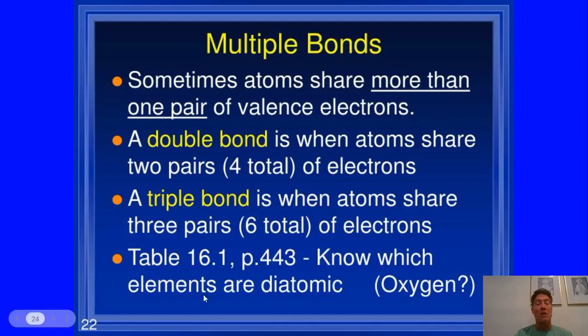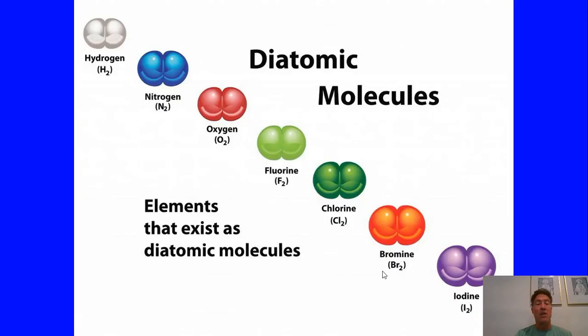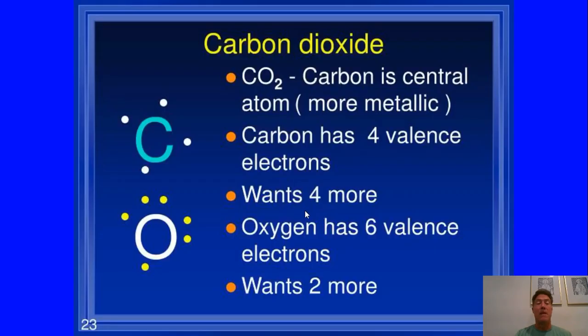We need to know which elements are diatomic. Oxygen is one of those. Remember, have no fear of ice-cold beer. Those are our 7 diatomic molecules. And so whenever they exist in molecular form, they're going to exist in this shared covalent structure. They're going to share electrons to achieve an octet. And this is a classic example of a covalent bond.